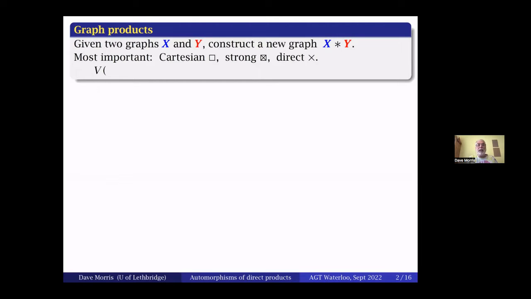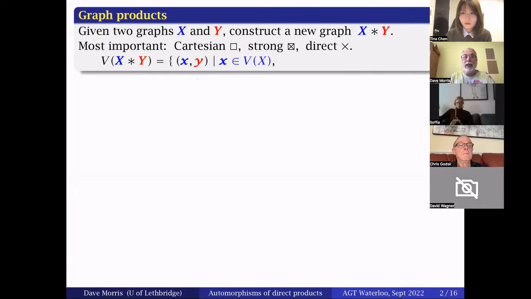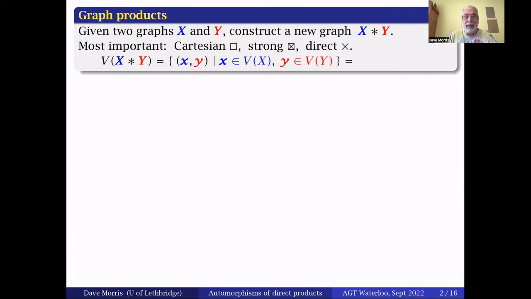In all of these three cases, it's not true for all products, but for these products, the vertex set of the product is just the set of all ordered pairs where you take a vertex of X and a vertex of Y. So you can think of it as the vertex set of the product being the Cartesian product of the vertex sets. So every vertex is an ordered pair.